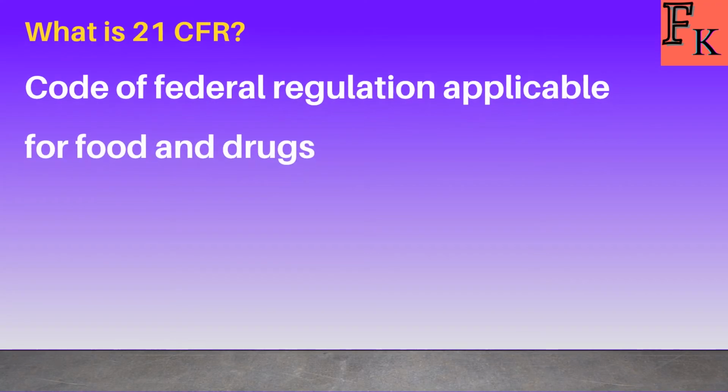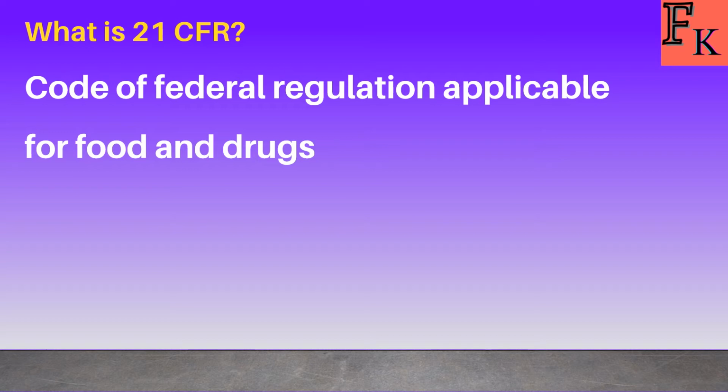Let's start with the 21 CFR. In this video, we mainly focus on part 211. What is 21 CFR? Code of Federal Regulations applicable for food and drugs. Part 11 is applicable for electronic records and electronic signatures. Part 210 is applicable for current good manufacturing practice in manufacturing, processing, packing or holding of drugs. We will discuss part 210 in the next video.